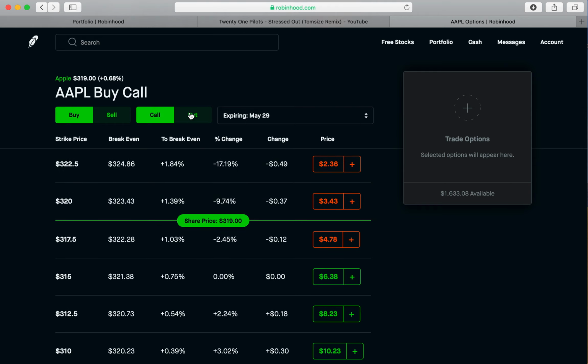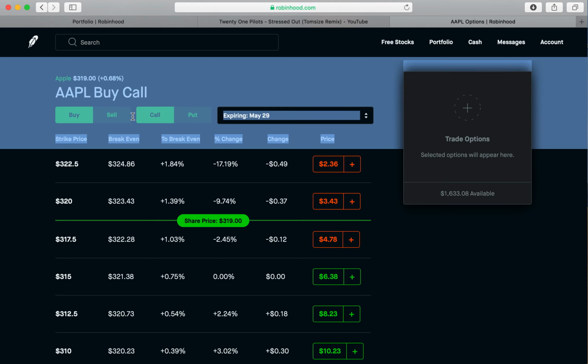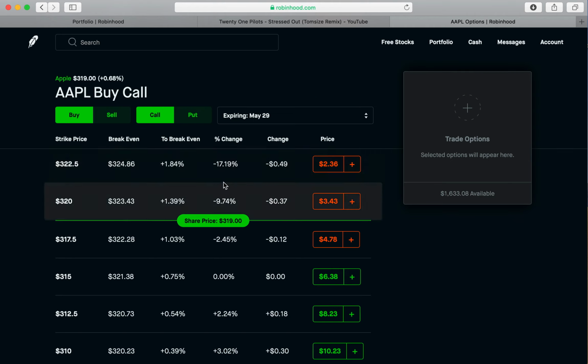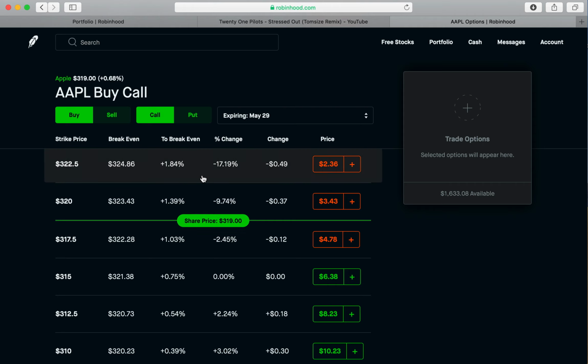Like I said, when we open the options chain, what we see is always set to buy and call, and this is on Robinhood. On other brokerages, you'll just see this right here, the buy and call. There are two types of options, either a call or a put. When you're buying an option, a call means that you believe the stock price is going to go higher, and a put option means that you believe the stock price is going to go lower. But that's only when you buy an option. Remember that. The key here is buying.